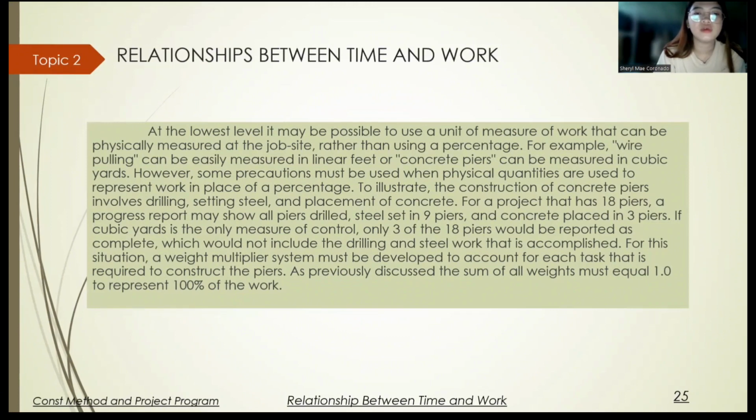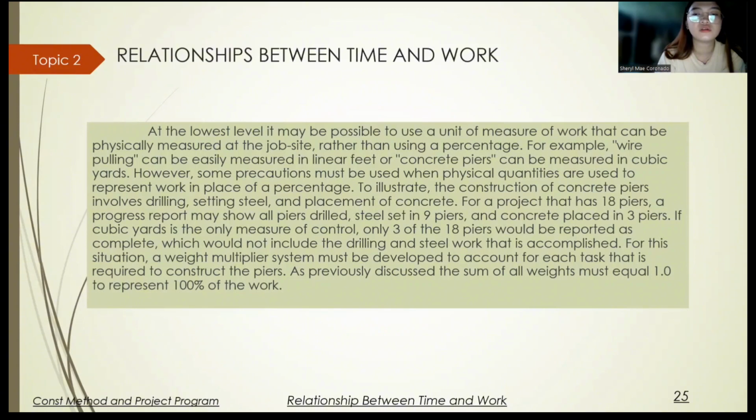At the lowest level, it may be possible to use a unit of measure of work that can be physically measured at the job site rather than using a percentage. For example, wire pulling can be easily measured in linear feet, or concrete piers can be measured in cubic yards. However, some precautions must be used when physical quantities are used to represent work in place of a percentage.